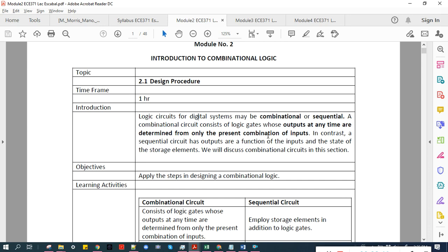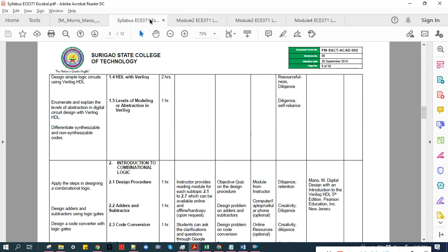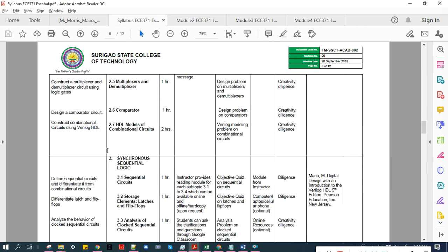That is for a combinational circuit. The output depends only on the present combination of inputs. In contrast, a sequential circuit has outputs that are a function of the inputs and the state of the storage elements. That is for sequential circuits. We will discuss combinational circuits in this section. So let's discuss first combinational circuit in module number 2, and then in module number 3 we'll be discussing synchronous sequential logic circuits.